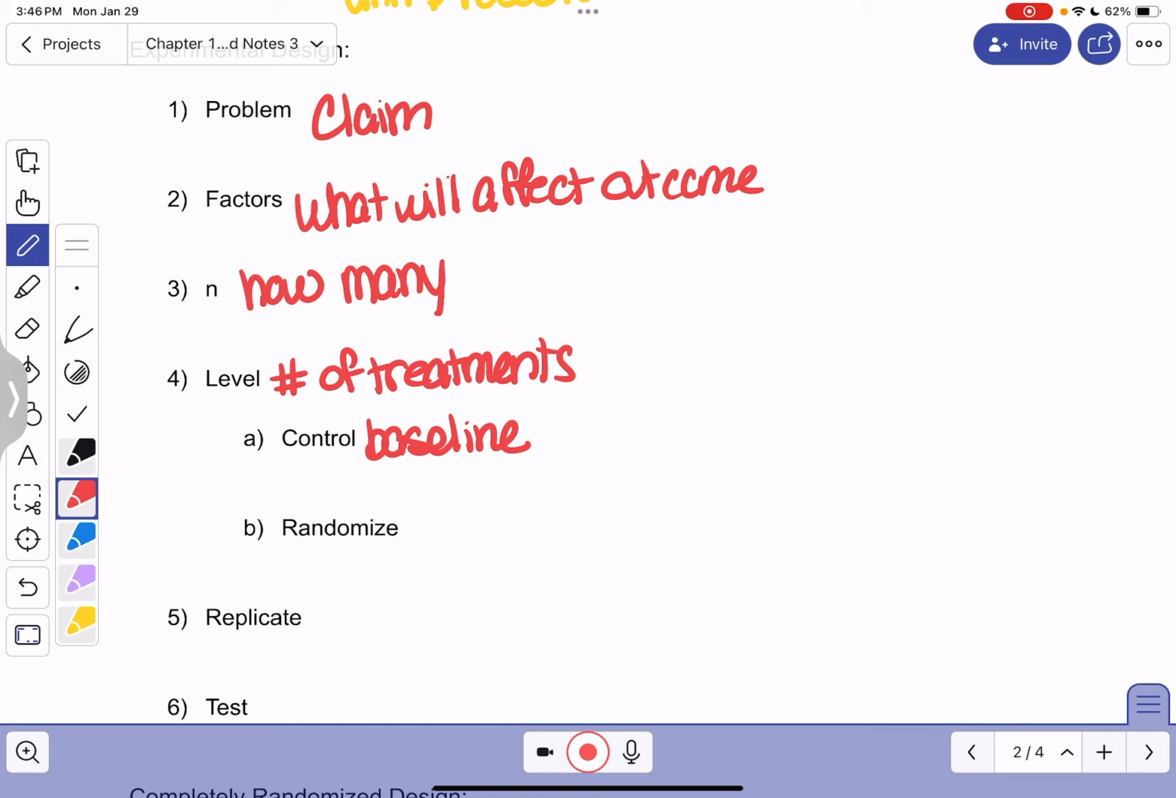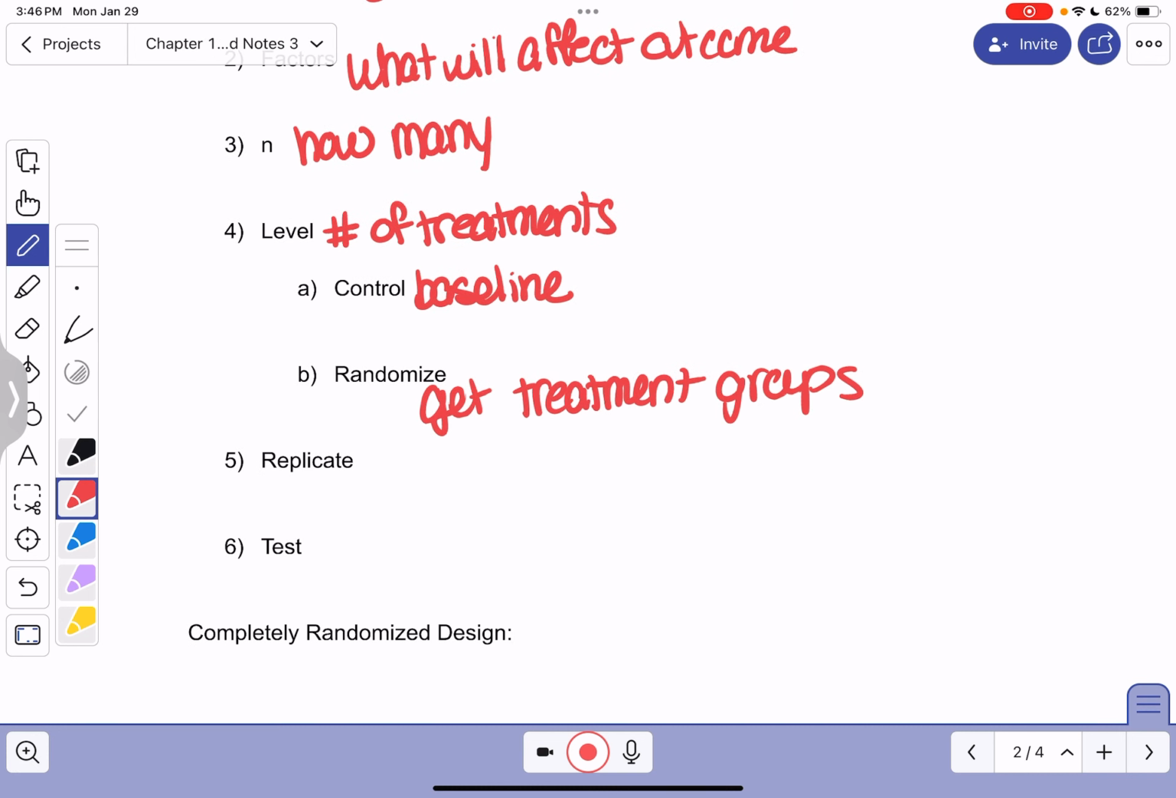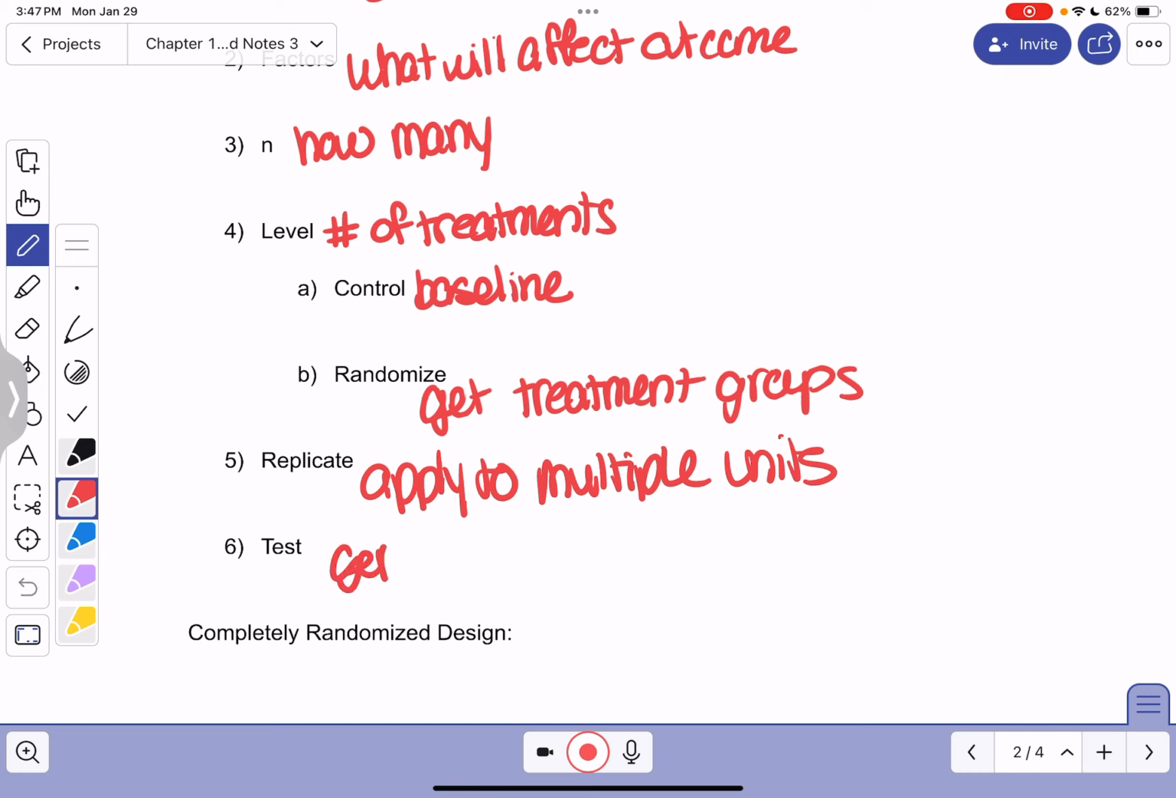Then you're going to use randomization, like we talked about with the simple random or the stratified. You're going to pick a method, and you're going to use randomization to get your treatment groups. That way no one's picked for any reason other than that's randomly where you got selected. Then you want to replicate. So we've designed all this. Now you want to do it to multiple units. So you're not just going to do it on one or two people. You want to do it on a bunch to figure it out. Then you do your test and you generalize your results. So you look at what you got and say, here's how it looks or should look in the real population.